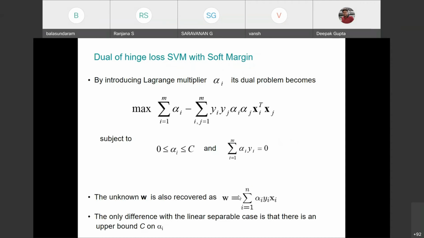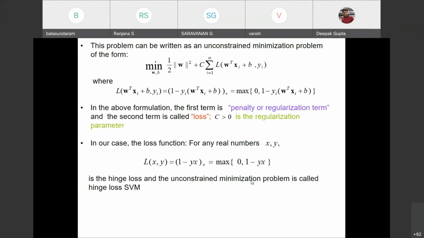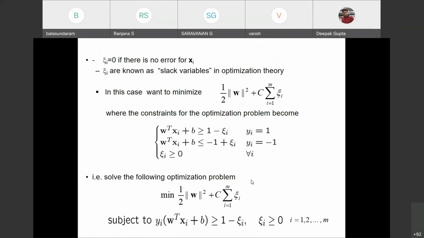Okay. We do not have much time, so I will go directly into the dual, and then explain how you can go to a non-linear model. So what is our problem? This is the problem: the minimization of 1 by 2 times norm of w squared plus C times the summation of zeta i, subject to y i (w transpose x i plus b) greater than or equal to 1 minus zeta i, where zeta i is greater than or equal to 0, for i equal to 1 to m.